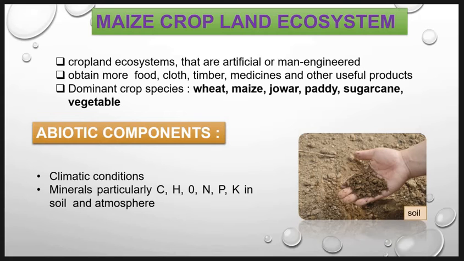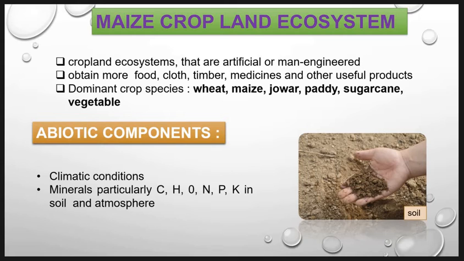and other useful products, man becomes responsible for replacement of natural ecosystem. To secure a maximum production, man makes much manipulation in the physicochemical environment. This includes addition of fertilizer to soil, use of chemicals for disease control, proper irrigation practices, etc. Thus, a cropland ecosystem is an artificial ecosystem.